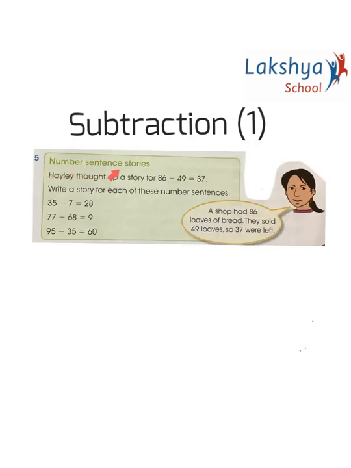Question number 5. Number sentence stories. Haley thought of a story for 86 minus 49 is equal to 37. Let's check a story. A shop has 86 loaves of bread. They sold 49 loaves. So 37 were left. Here is a number sentence story on subtraction. Create your own story on subtraction for these number sentences.